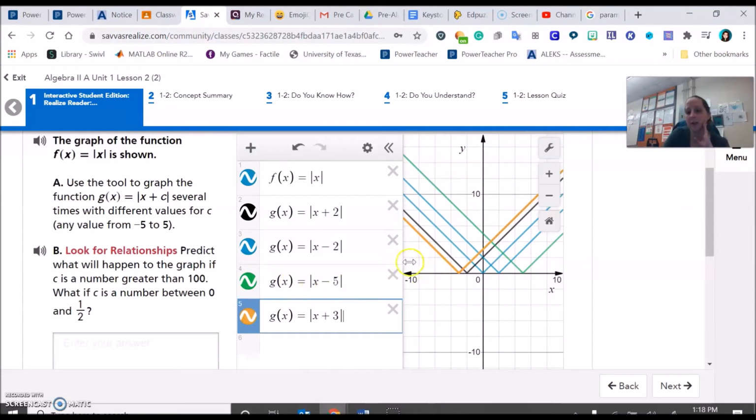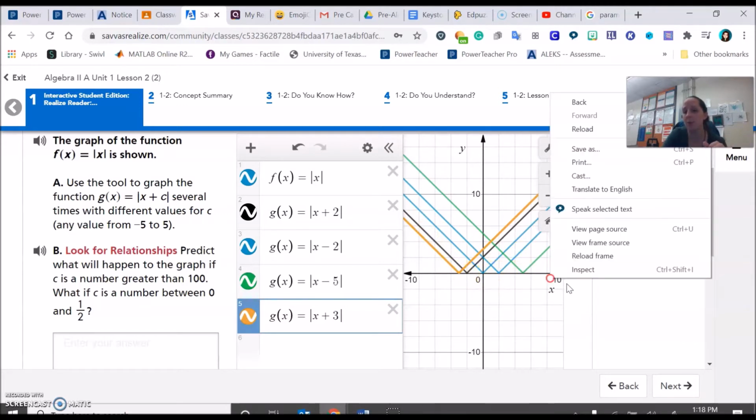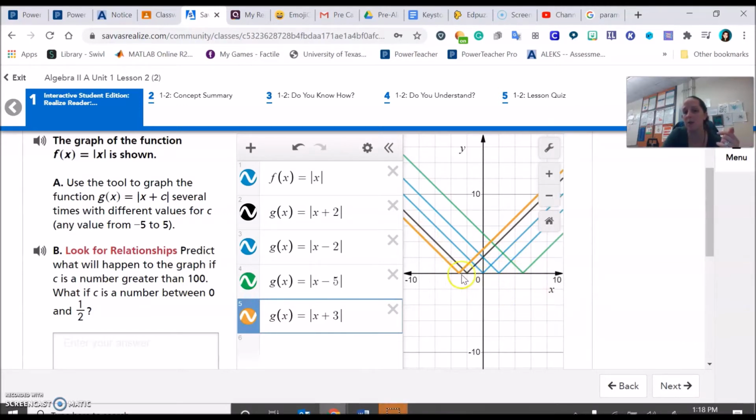Okay, so I've graphed a couple of the functions, and you can notice they're still all V shapes. They're still the same shape, but all I've done is move the points to different spots on the graph, on the x-axis. Okay, so x plus 2 is the first one I graphed. It just moved over to -2. X minus 2 on the graph moved over to +2. X minus 5 moved over to +5. That's my green function. X plus 3 moved to -3.